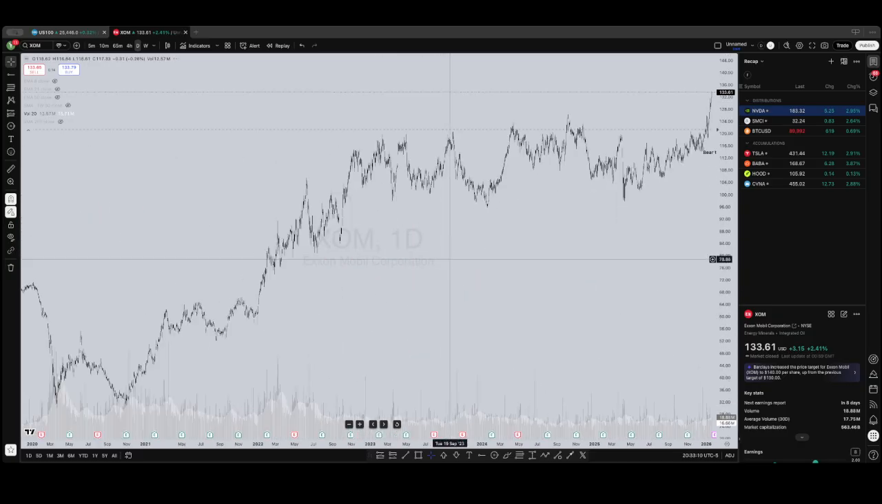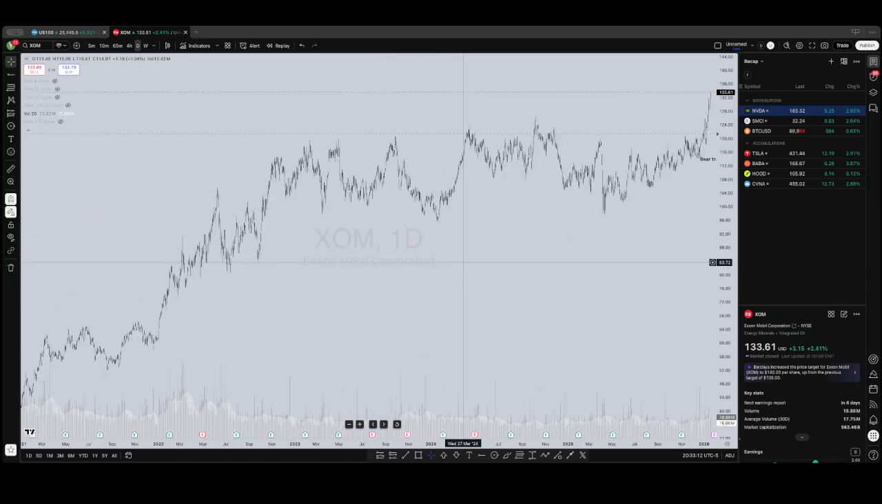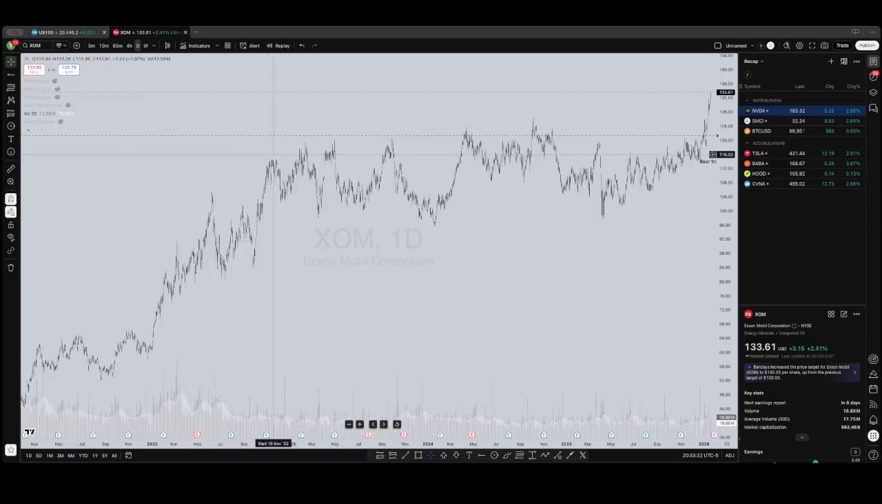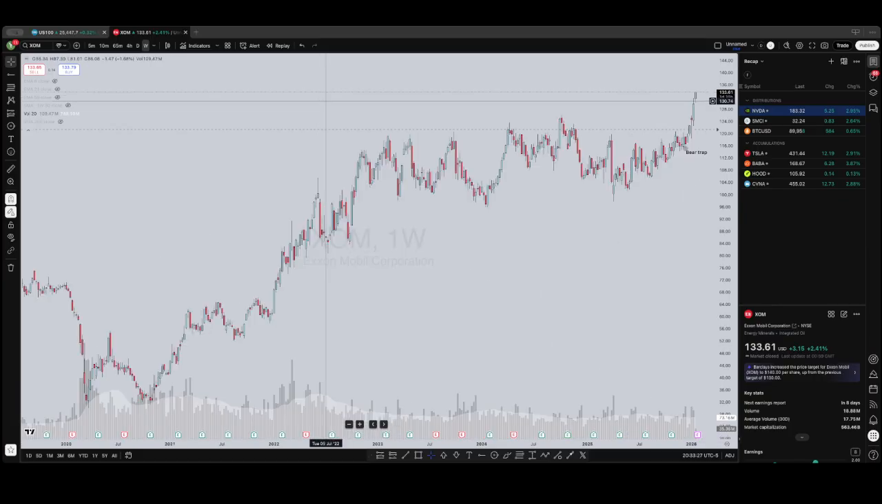But yeah, so this name consolidated for years. It's been at this base since 2022, which is insane. In 4 years, or 3 years, price has gone nowhere until it finally broke out. So always remember that price doesn't always have to be doing something.